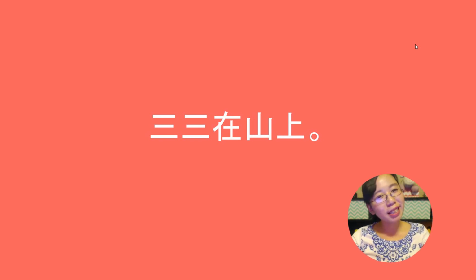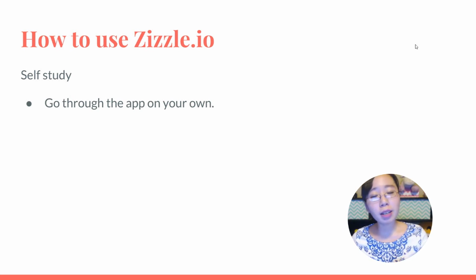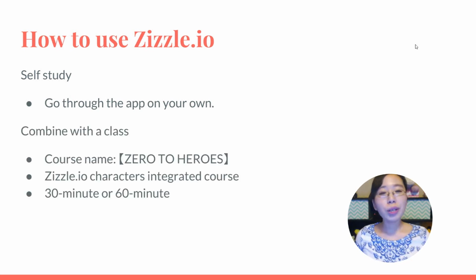This concludes our mini lesson on Sizzle. So how to use Sizzle? You can either self-study by going to the app on your own. There are sentences and also audio that you can click on to listen to the pronunciation. Or you can combine it for a class. For example, this is exactly what I would do in my class if my student wants to learn characters through Sizzle. We'll have the characters integrated into our lesson. So you will learn the characters on your own. And in the class, we're going to link and make connections, make example sentences using those characters, so you see them in a conversational context.